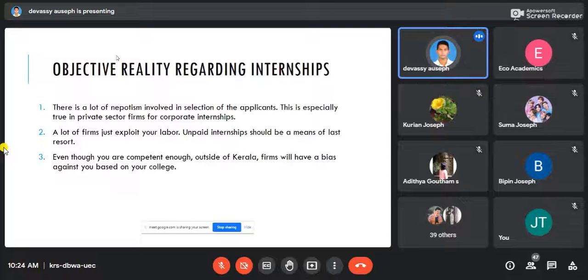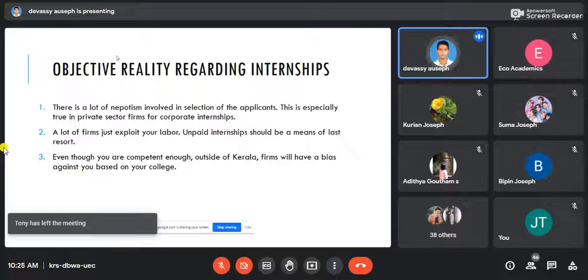So you have to be so cutthroat and so competitive if you have to get in by your merit. So skill yourself. People who are studying in college, you have 3 years to skill yourself. So skill yourself as much as possible. And second thing is, a lot of firms just exploit labor. Do not go for unpaid internships. Unpaid internships should be the means of last resort. Always, always, always go for paid internships. That is why you're skilling yourself so much, and you should get something in return for what you're doing. So skill yourself so much that they cannot refuse hiring you as an intern.